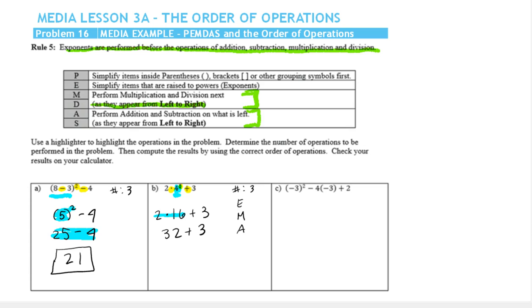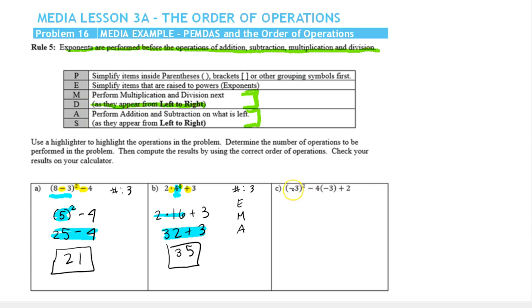And lastly, we're going to do the addition. 32 plus 3 gives us 35. And 1, 2, 3, I got all of my operations. Now let's just look at this last one.